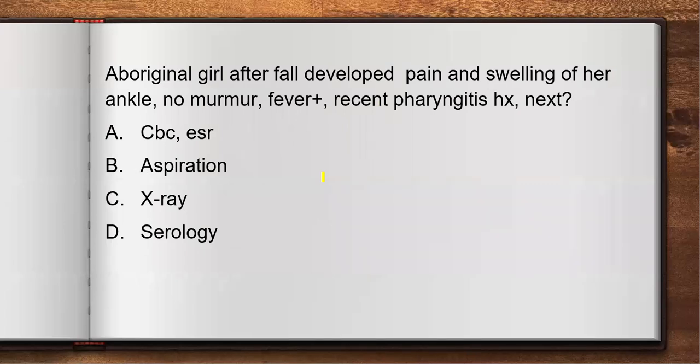Aboriginal girl, after a fall, developed pain and swelling of her ankle. No murmur, fever positive, and recent pharyngitis history. That's one of the very important clues. Recent pharyngitis means recent sore throat. And the patient is Aboriginal, that's another clue. And the patient has joint pain, right? Ankle joint pain and swelling with fever. What is this condition?